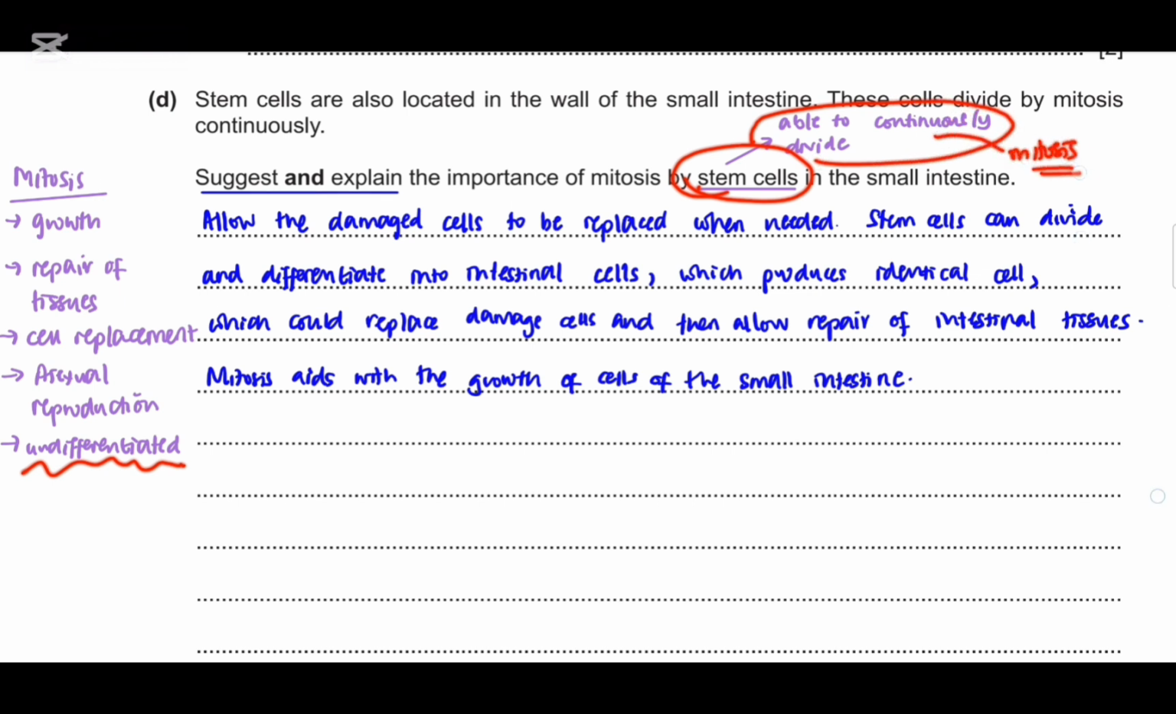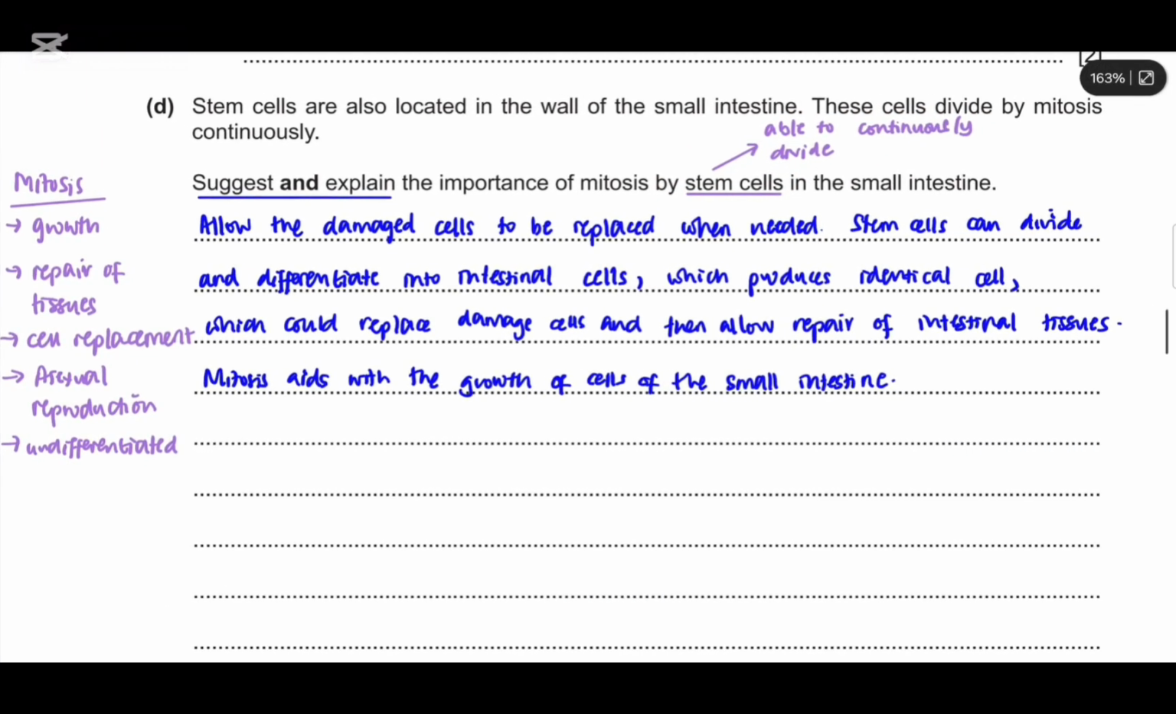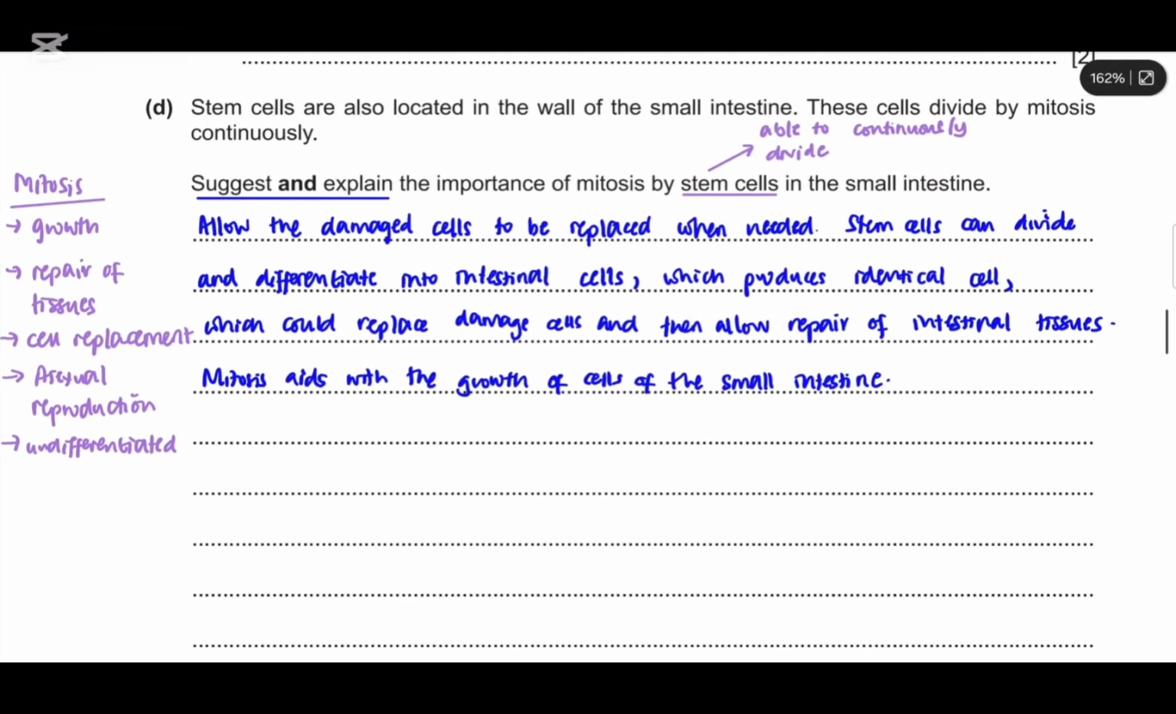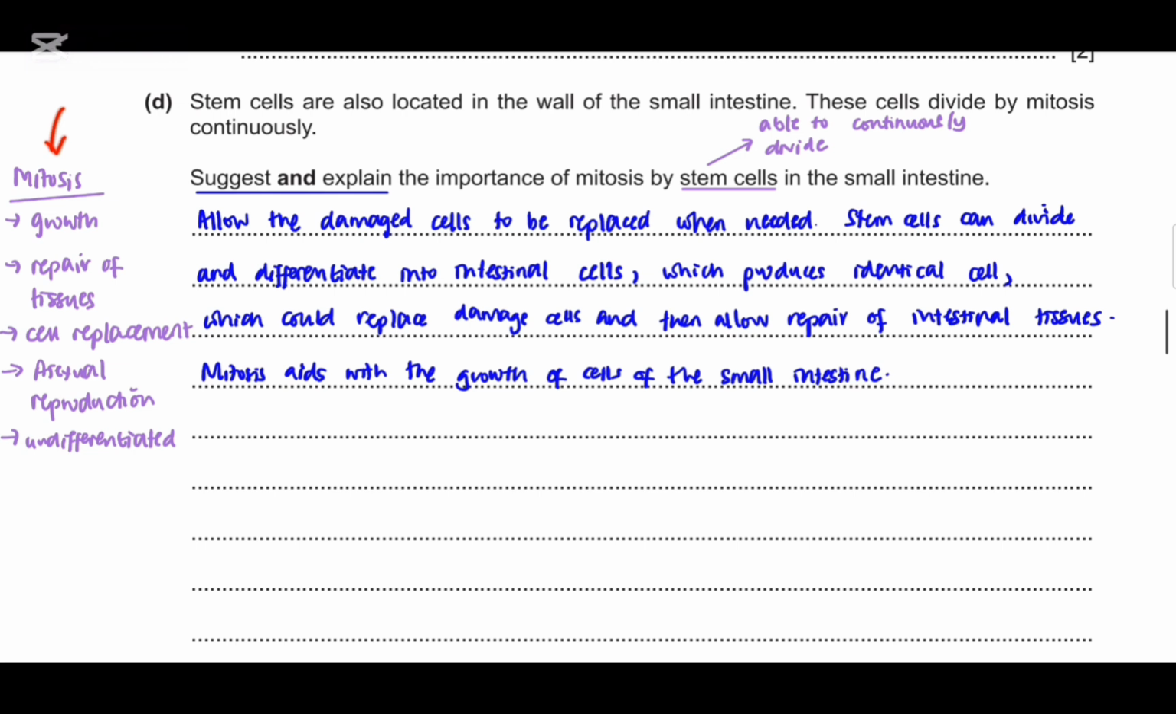Alright, let's revise mitosis, which has several roles. It has roles in growth, allowing cells to grow bigger. It is involved in the repair of tissues when there is tissue damage. It is also involved in cell replacement when there are injured, damaged cells; they replace the cell. It is also involved in asexual reproduction. And the undifferentiated cell is essentially for stem cells that I mentioned earlier.